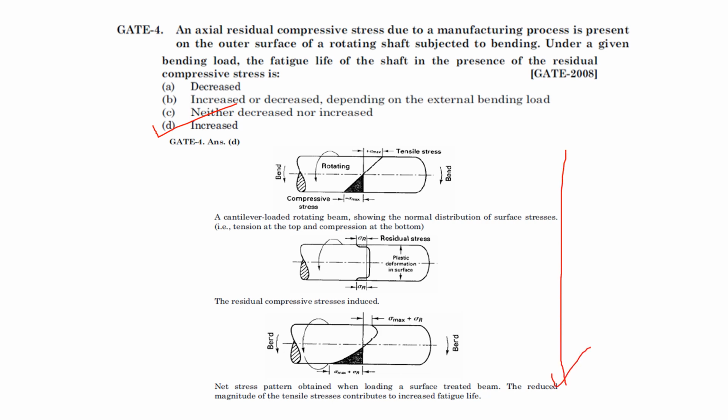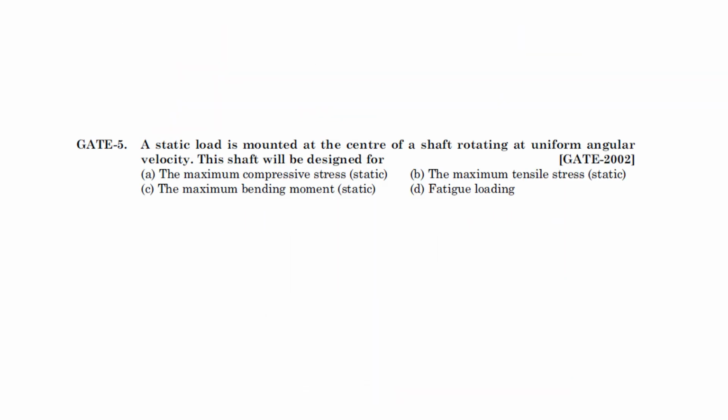There is not much to explain in this, just read that. It's a straightforward question. Now the next question is, a static load is mounted at the center of a shaft rotated at a uniform angular velocity. Okay, this shaft will be designed for.